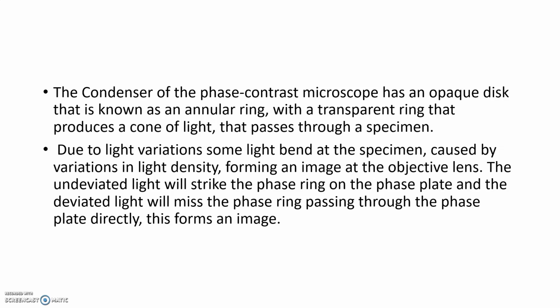The condenser of the phase contrast microscope. Now coming to the condenser, it has an opaque disc known as the annular ring. The most important part is the annular ring with a transparent ring, which produces a hollow cone of light that passes through it. Due to the light variation, some light bends at the specimen, caused by the variation in light density, and it forms an image at the objective lens.